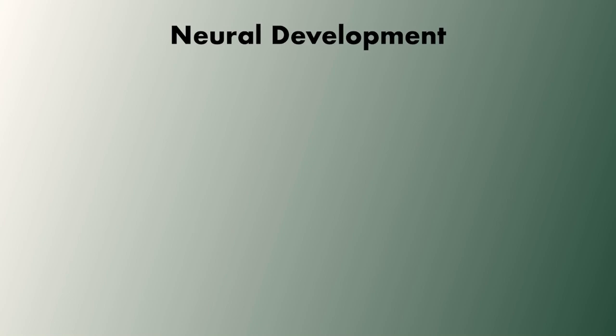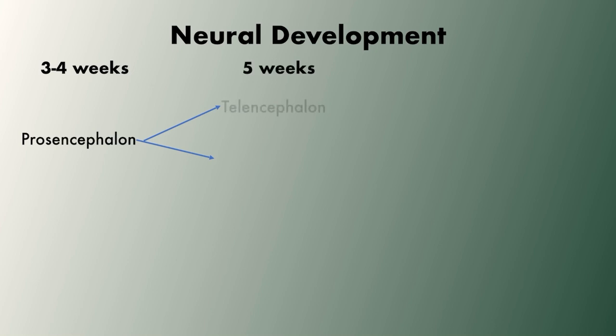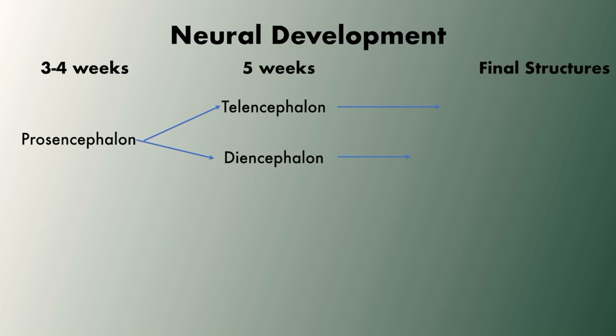Let's start with neural development, and we'll go 3 to 4 weeks. At 3 to 4 weeks, we have the prosencephalon. And then by the fifth week, what do we get? That's right. Fifth week, we get the telencephalon and diencephalon. The final structures for the telencephalon are the cerebral hemispheres, and the final structures for the diencephalon, that's right, thalamus and hypothalamus. This is just a review. Make sure you have your notes handy, right by your side.